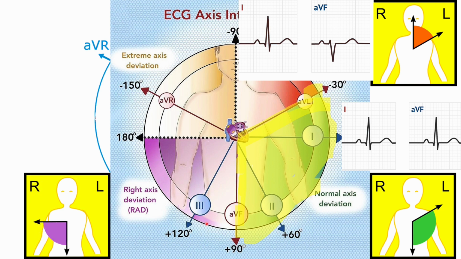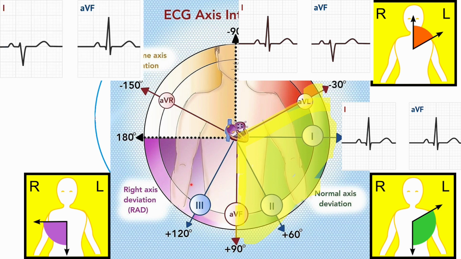Now, if I'm moving more to the right, I'm moving away from lead 1, like this towards lead AVF, and so lead 1 will be negative, AVF will be positive. So normal cardiac axis, positive lead 1, positive AVF. Left axis deviation, positive lead 1, negative AVF. Right axis deviation, negative lead 1, positive AVF.